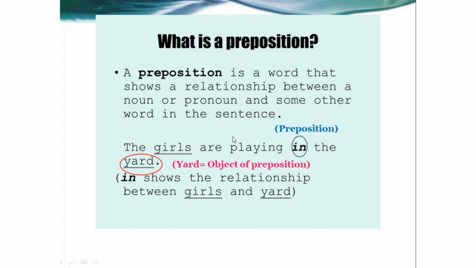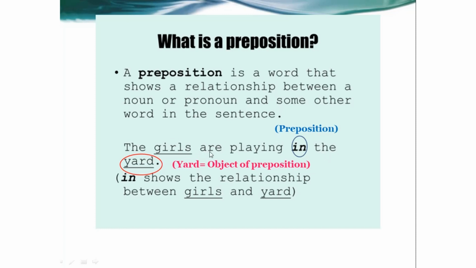Okay, for example, we will refer to this example. The girls are playing in the yard. Okay, so students, our preposition tells you about the location where the girls are playing, in the yard. So in is our preposition and the noun defined by this preposition is yard, and yard is therefore called the object of our preposition.